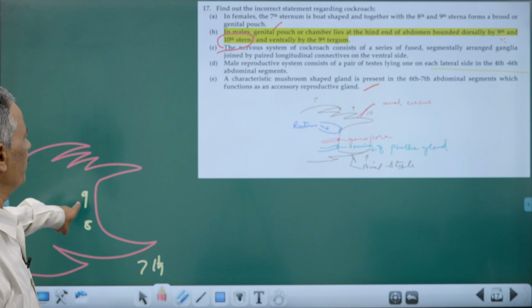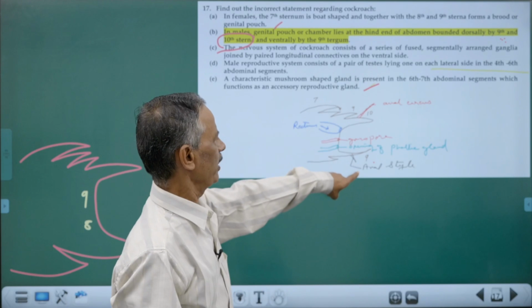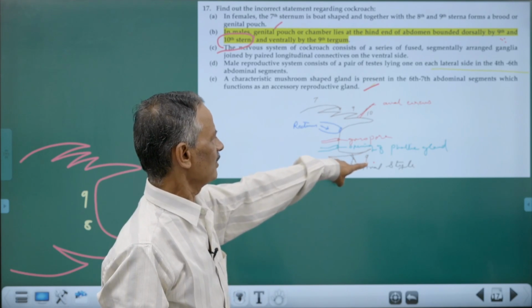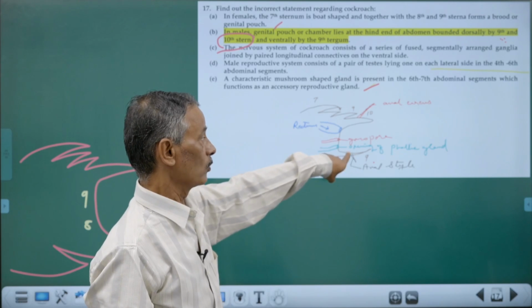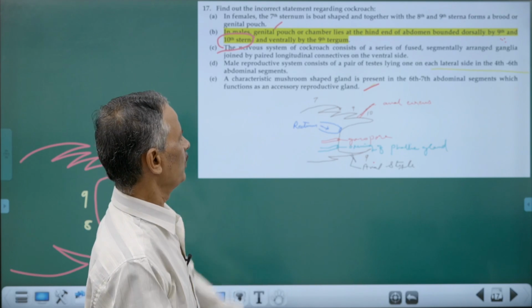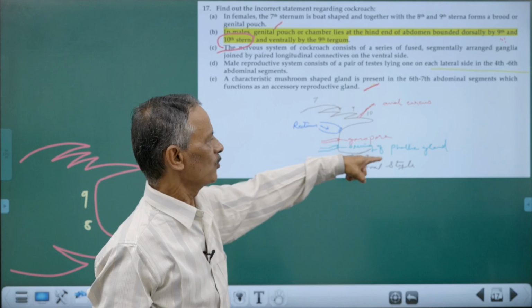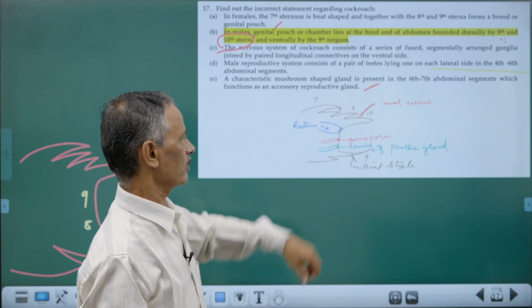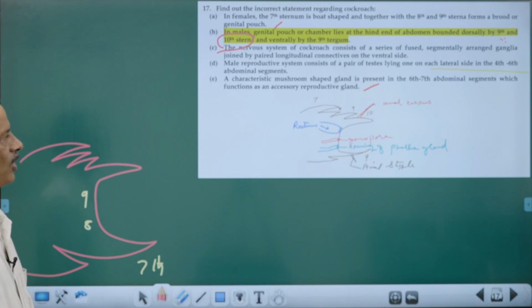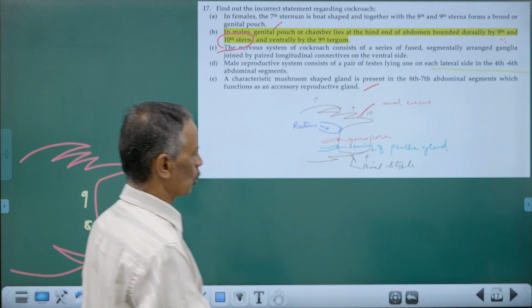Genital chamber of a female, genital chamber of a male. The 9th forms the floor of the genital chamber, to which the rectum, the gonopore, as well as the opening of the phallic glands are all opening in this order in male. Clear? So, B is the wrong one.